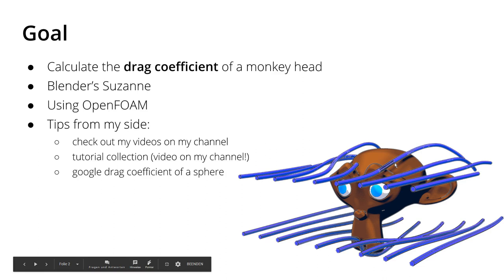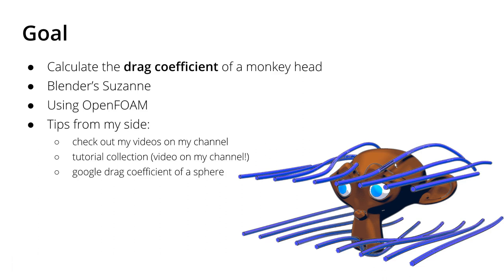This is Blender Suzanne. If you know Blender, it's a software mostly for animated videos or just pictures, and there you can add certain geometric bodies like a cube, like a sphere, and you can also add this monkey head. And so the topic is to calculate the drag coefficient with OpenFOAM.